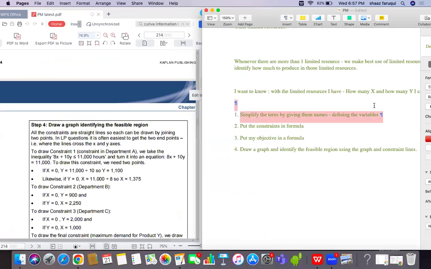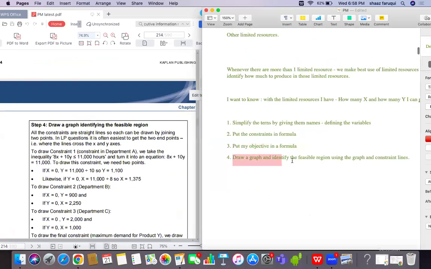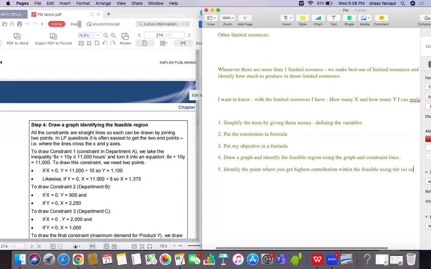Step 1, simplify the constraints, give the names. Step 2, put the constraints in the formula. Step 3, put the objective in the formula. Step 4, draw the graph and identify the feasible region using the constraints. Step 5 is identify the point where you get the highest contribution within the feasible region using the ISO contribution line.